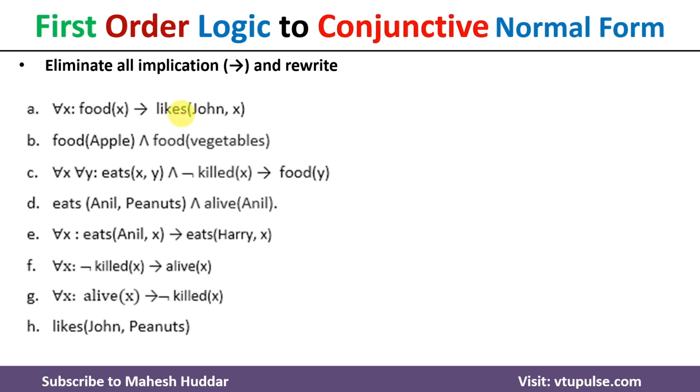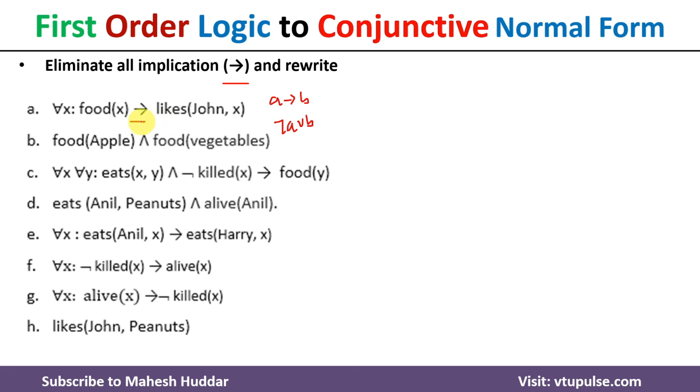Now, in this case, what we need to do is convert this first order logic into conjunctive normal form. For that reason, first we need to remove the implications. We need to identify where all implications are and then remove them. For removing the implication, we need to use this equation: A implies B is always equivalent to negation of A or B.